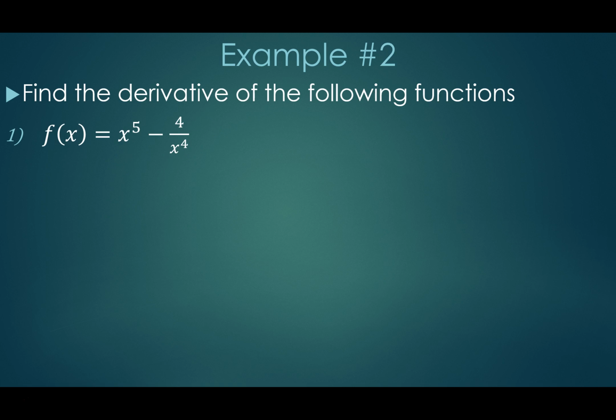So we have f of x equals x to the 5th minus 4 over x to the 4th. So before I do everything, you always want to try and write things in exponential form. So the x to the 5th is fine, but I should rewrite this as minus 4x to the negative 4th. That way I can apply my simple power rule.